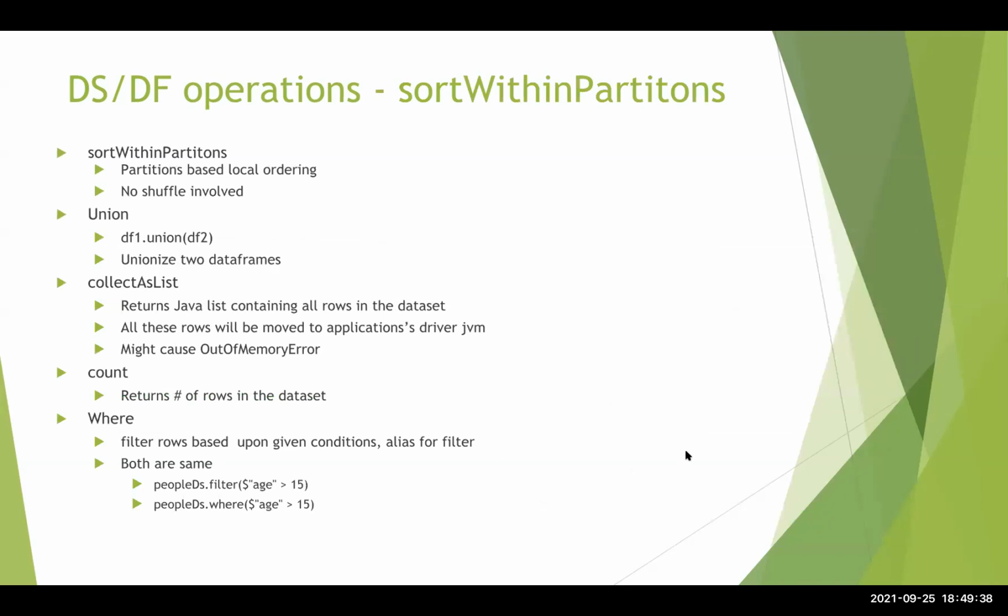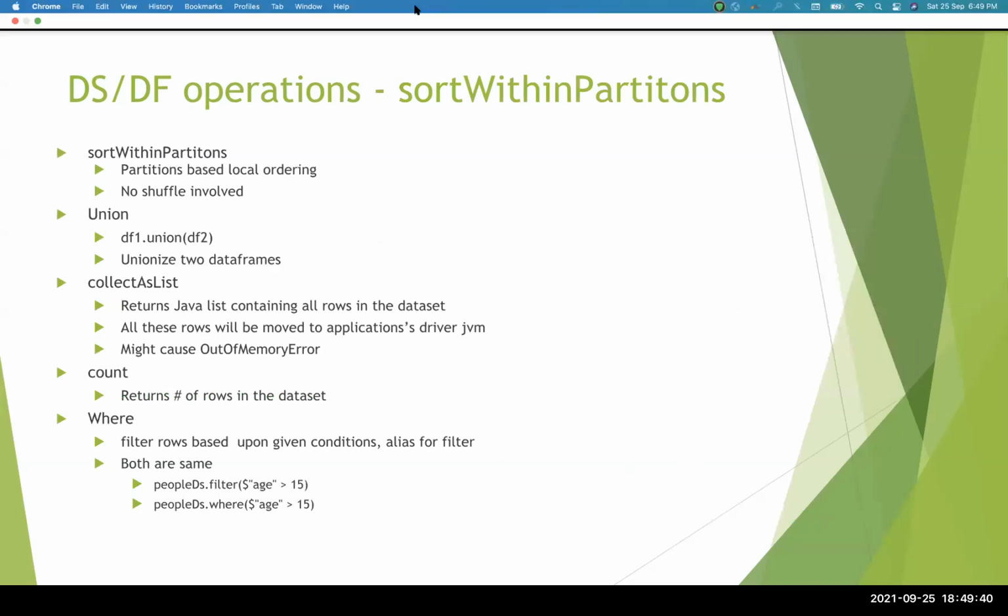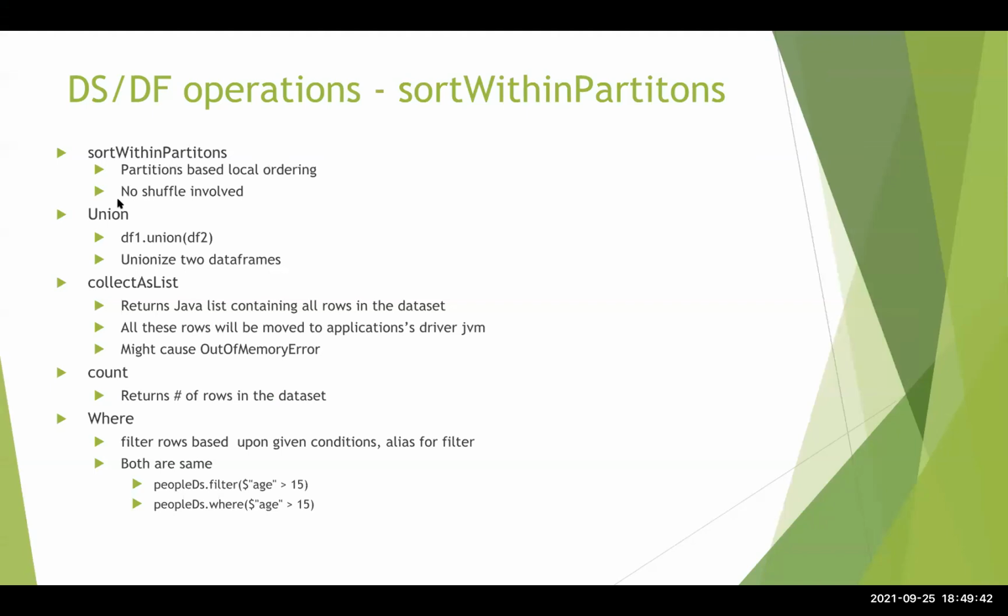You have sort within partitions. What sort within partitions does is it sorts within the partitions, as the name itself suggests. It's local ordering, and there's no shuffle involved. So that's sort within partitions. There's a union. If you want to combine two data sets or data frames, you use union. There's collect list. It returns a Java list containing all rows in the data set.